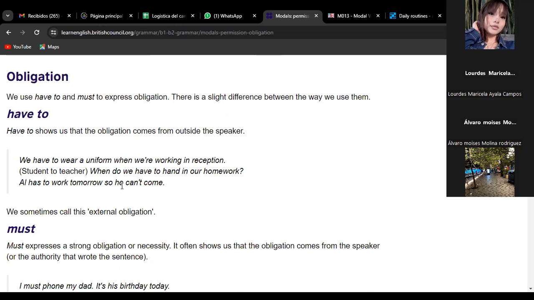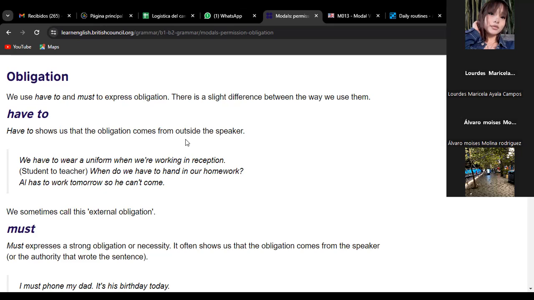And we have obligation. Okay, ya las habíamos visto. Have to and must. Okay, have to and must express obligation. Y dice que hay una pequeña diferencia between the way we use them. Okay, have to shows us that the obligation comes from outside the speaker. Okay, ese es cuando no es algo que depende de mí, sino que es algo que me dicen que tengo que hacer, pero alguien más me lo está diciendo.